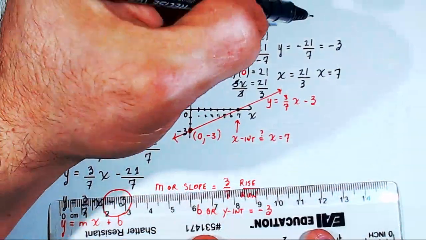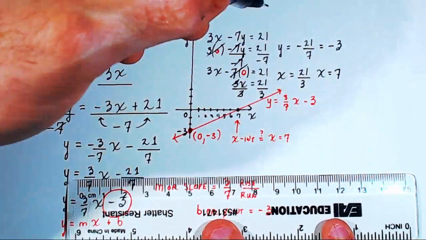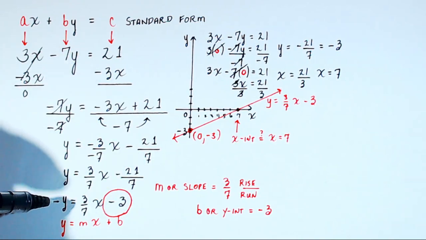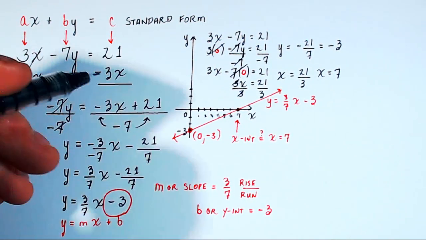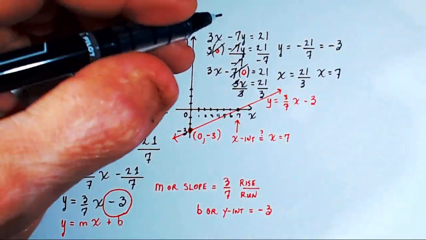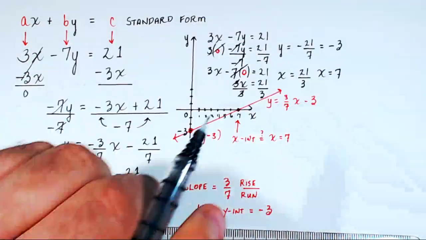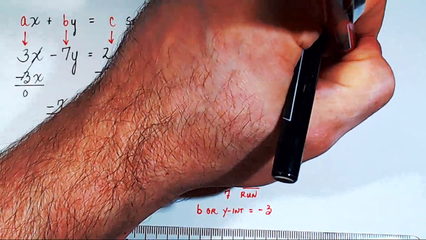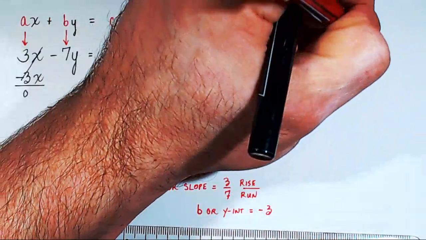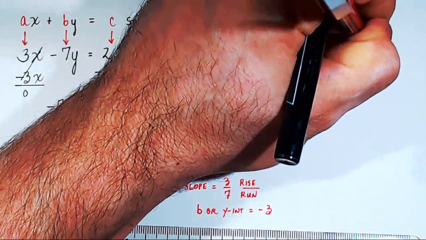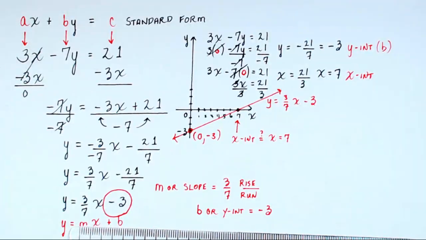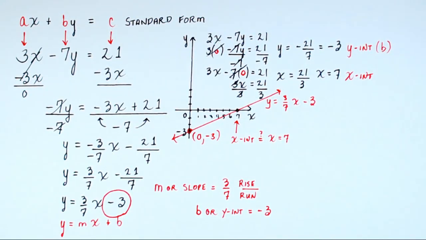So now we have found, using two different methods, graphing it, putting it in slope-intercept form, and also just plugging zeros into the standard form, both our x-intercept, this is x-int, and our y-intercept, or y-int, which is also called b. And that is the full solution to the problem.